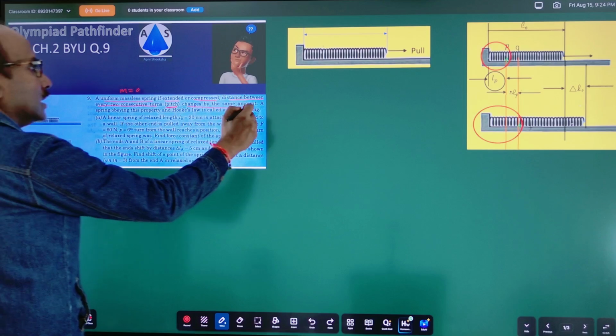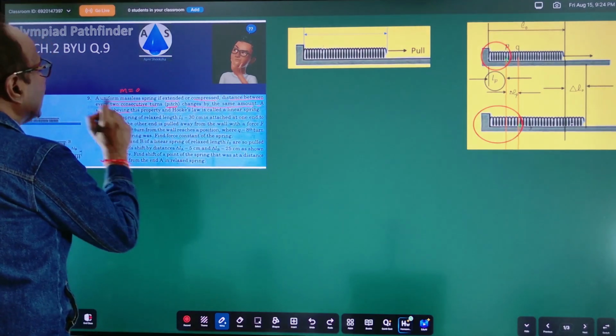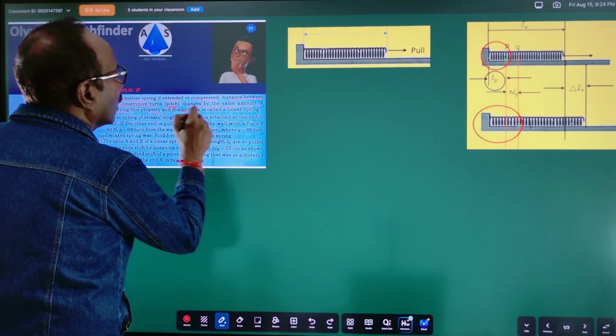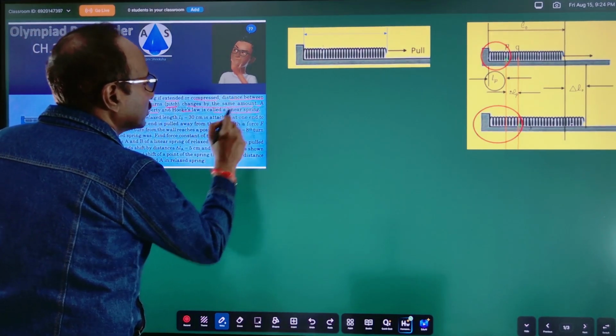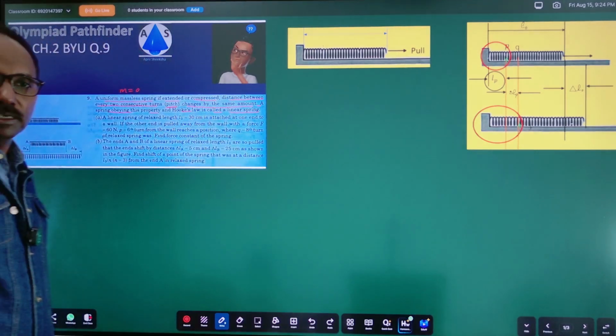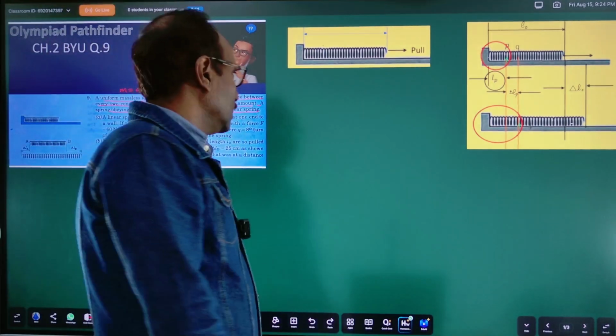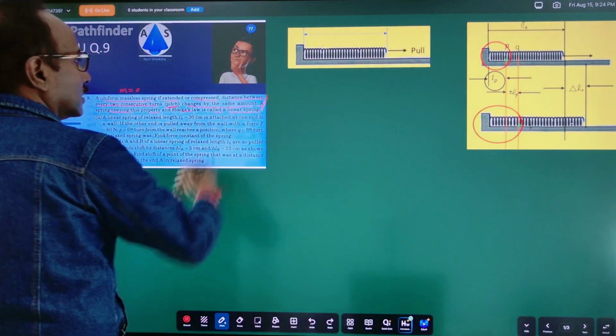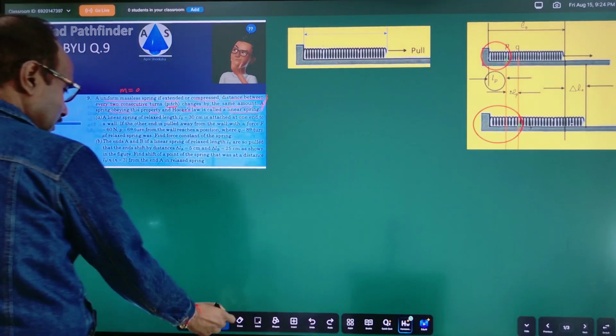A spring obeying this property and Hooke's law is called a linear spring. So this spring is a linear spring. So let us first learn about this part. What does it want to tell?